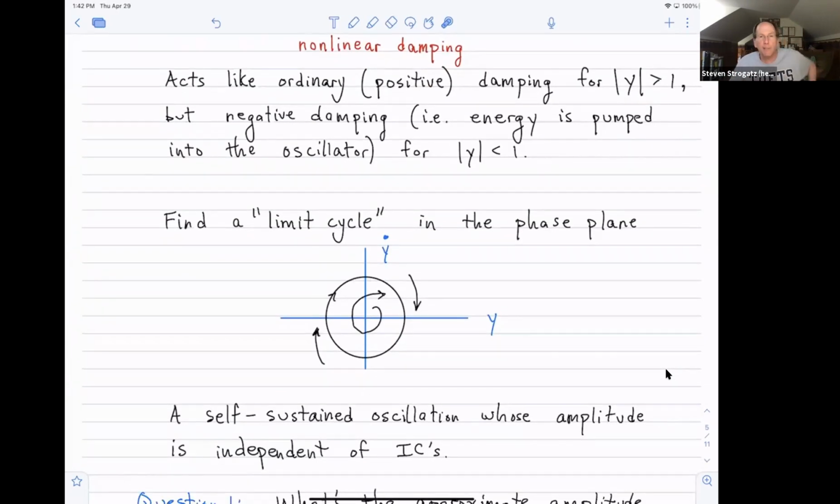Physically, though, this corresponds to this self-sustained oscillation. The system just oscillates on its own with some amplitude that doesn't depend on the initial conditions. As long as you don't start at the origin where the whole thing is damped out, that's an unstable point anyway. If you perturb away from that, the system just winds its way out to some oscillation, always the same oscillation from anywhere.